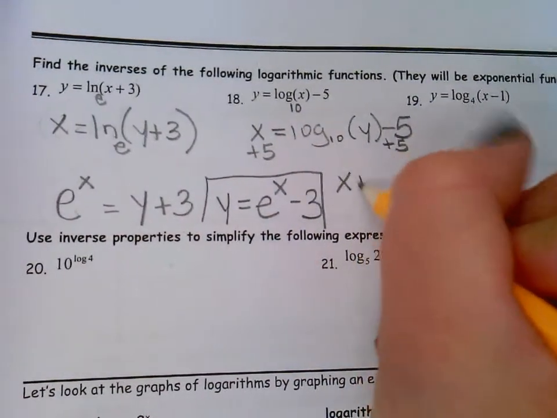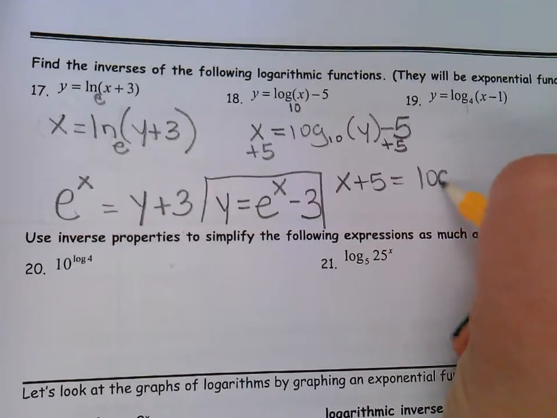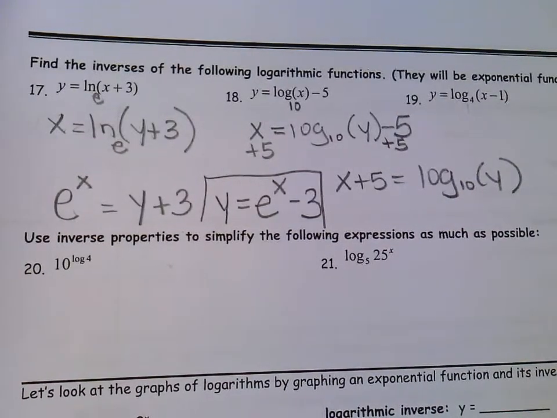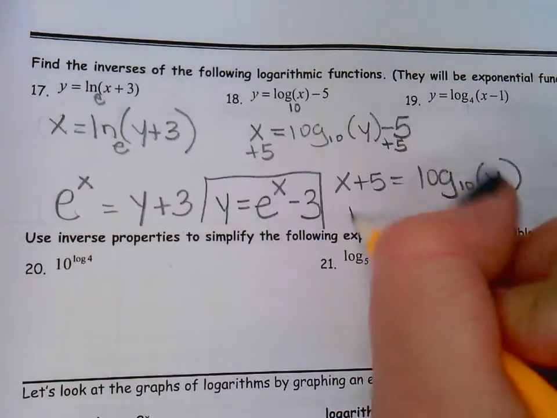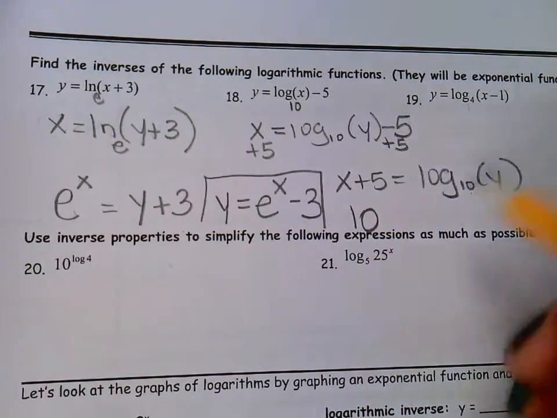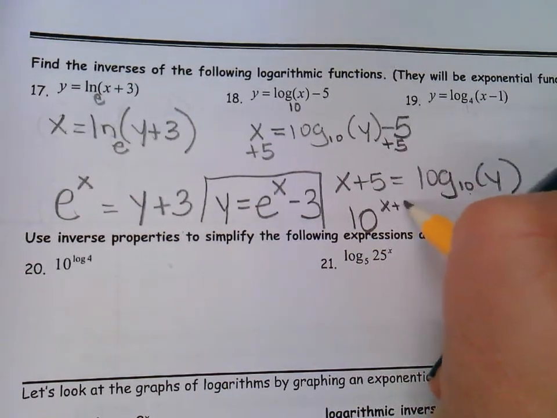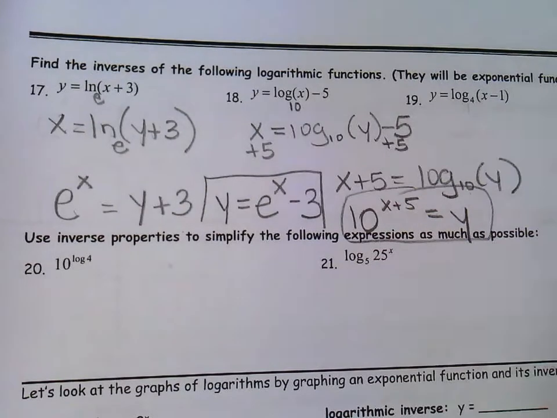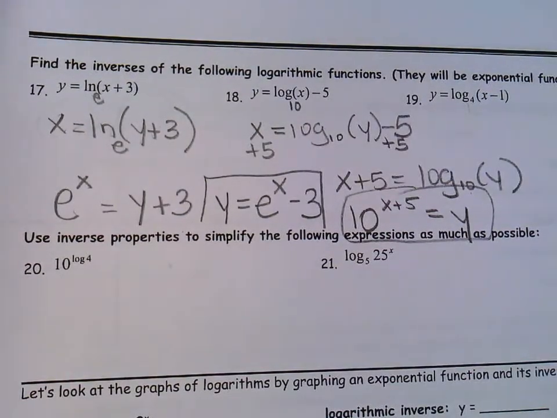So I have x plus 5 equals the log base 10 of y. And now I can change form. So 10 is the base, 10 becomes the base of the exponent. The x plus 5 turns into the power, and then you've got y equals left on the other side. So the function is y equals 10 to the x plus 5. Can you try 19 on your own and see if you get to the right ones?